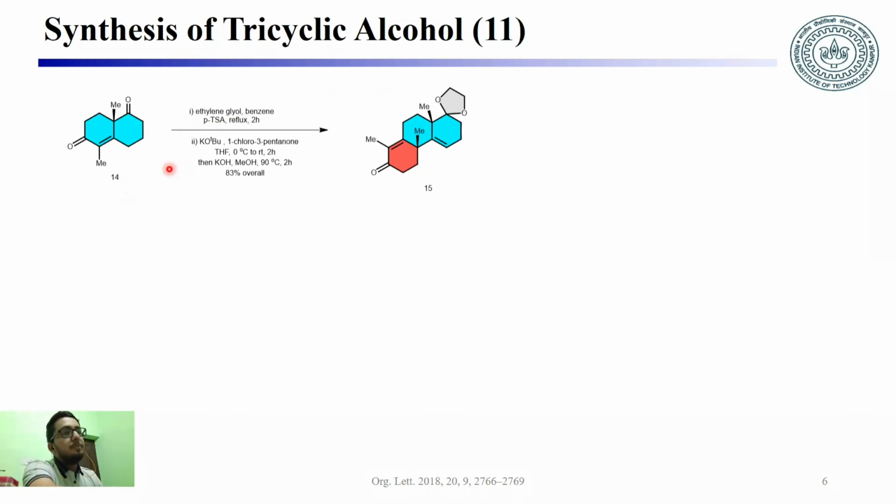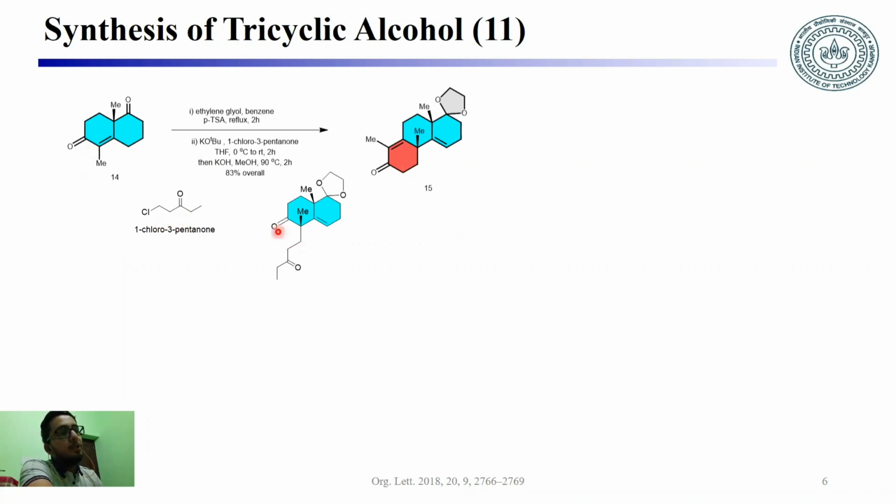And next, we use potassium tert-butoxide base, which will abstract a proton from this particular site, because it preferably gives the thermodynamically more stable enolate ion. Suppose if we use LDA here, that will probably extract a proton from this site and give a kinetically favorable enolate ion. So therefore, we use potassium tert-butoxide, and that will give a thermodynamically more stable enolate ion. And then that enolate ion will attack on this 1-chloro-3-pentanone molecule and give us this molecule.